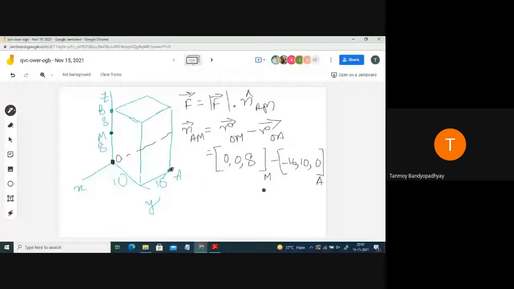So what will be n_AM? Let me make it r; generally I write n when it's a unit vector. So this should come out to be 16 i cap minus 10 j cap plus 8 k cap.